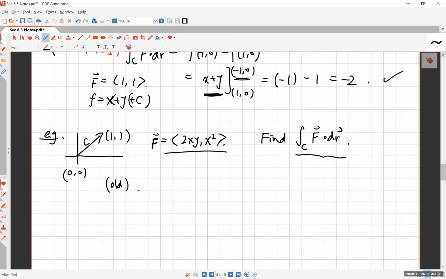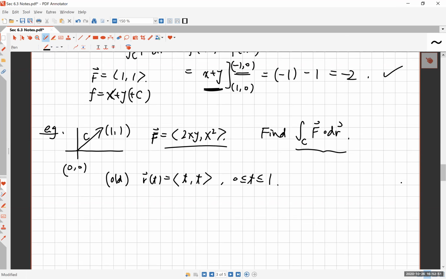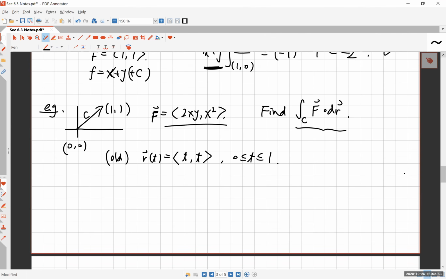All right, the old way. You have to parameterize C. How do you parameterize this line segment? The most obvious parameterization is t, as t goes from 0 to 1. If anybody does any other parameterization besides this, that could be valid, but it's really weird that somebody will do something besides this.